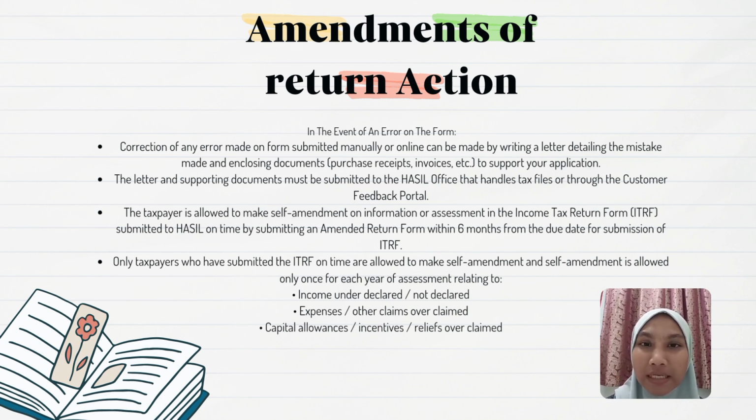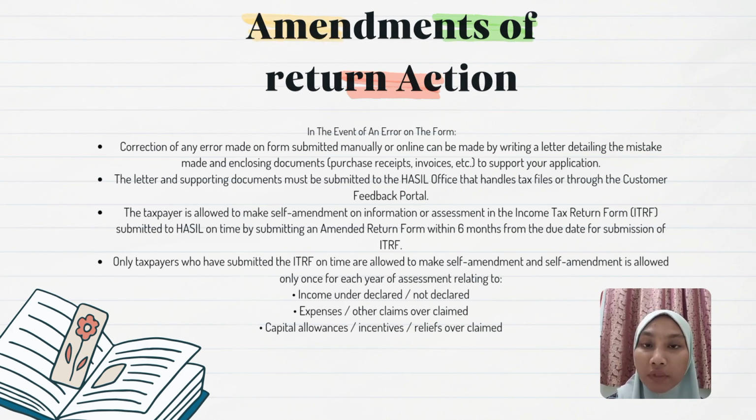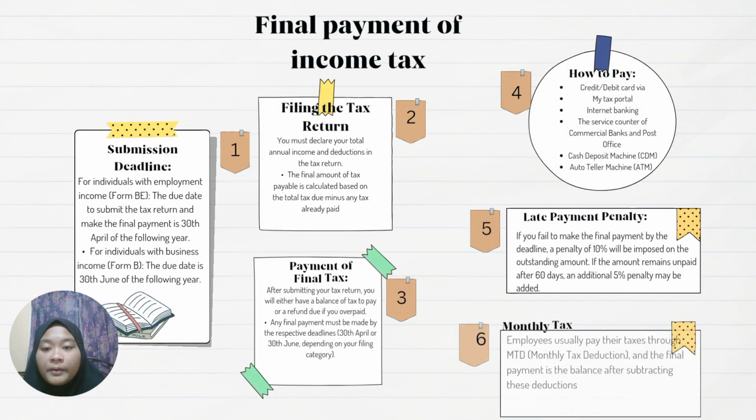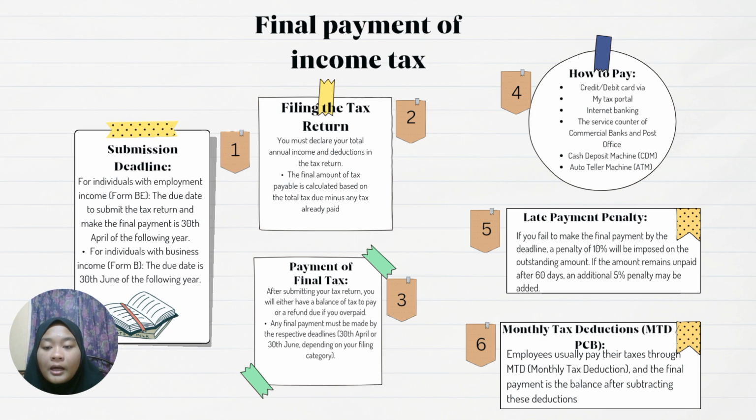The taxpayer is allowed to make self-amendment on information or assessment to correct mistakes in the ITRF relating to: first, income under-declared or not declared; second, expenses or other claims over-claimed; third, capital allowance or incentive or relief over-claimed.